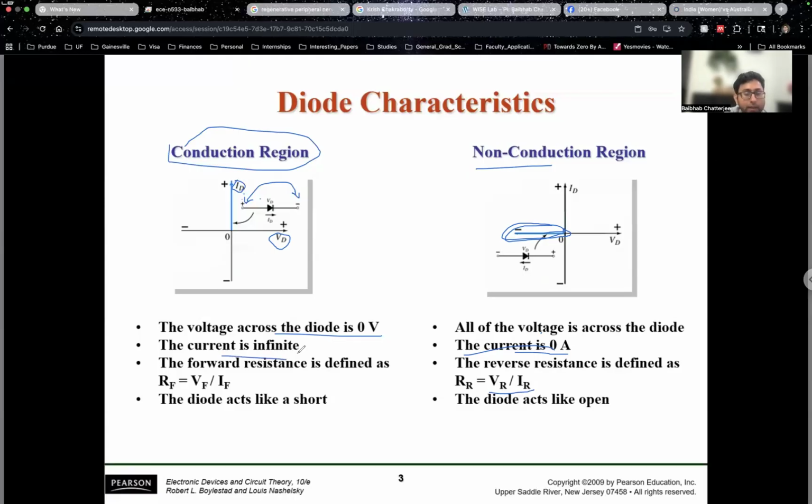The current is infinitely large. Again, for a short circuit, you know that the current will be infinitely large. The forward resistance is Vf over If, again voltage over current according to Ohm's law. And that forward resistance is 0, because now your voltage drop is 0, but the current is infinite. So the diode is actually acting just like a short.